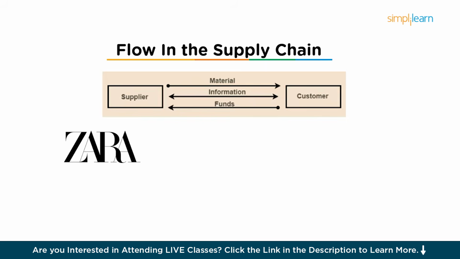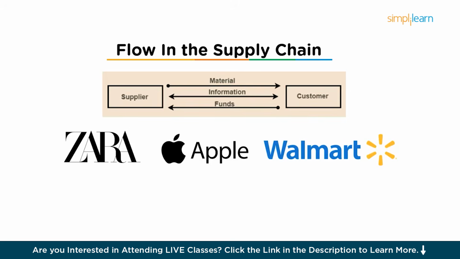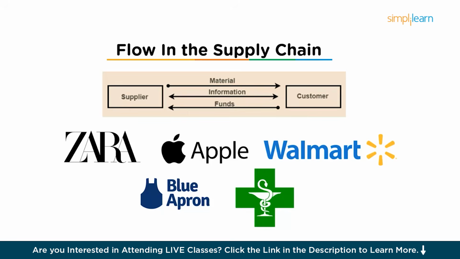The first one is Zara, known for its fast fashion supply chain, quickly turning design into store-ready apparel. The second is Apple, which manages a complex global network for sourcing components and delivering devices. Then comes Walmart, which excels in inventory management and distribution to thousands of stores worldwide. Then comes Blue Apron, a meal kit delivery service that coordinates fresh ingredients from suppliers directly to the consumer. Then comes the pharmaceutical industry, which ensures timely delivery of medicines from manufacturers to the pharmacies and the hospitals.